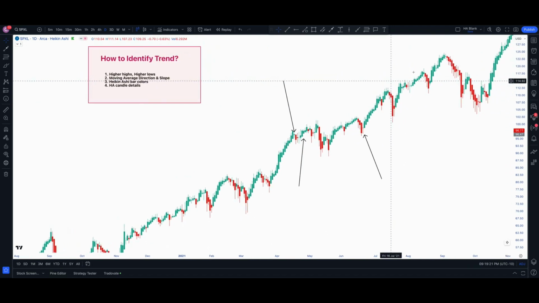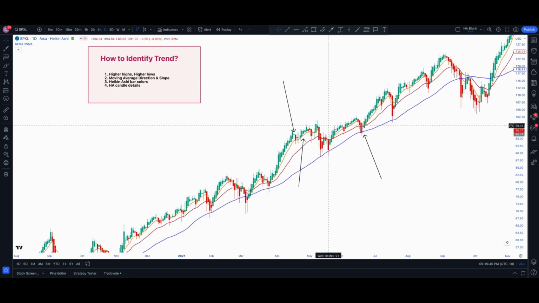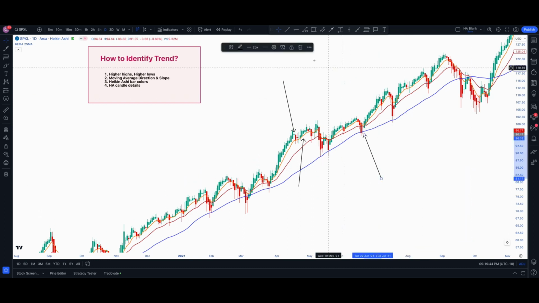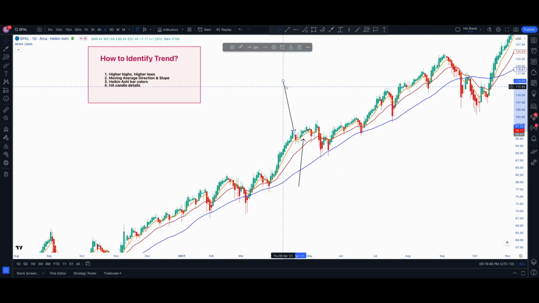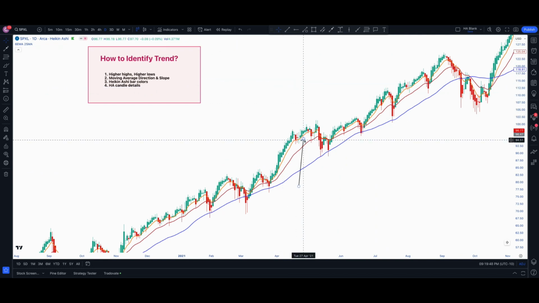So hopefully this gives you a couple of things to look for on identifying trends with your stock charts. Do we have higher highs and higher lows? Are the Heikin-Ashi candles more green than they are red? Are the moving averages sloping upwards and to the right? And what do the Heikin-Ashi candles look like? Are there no lower wicks? Are the bodies large? These are all ways to spot a strong trend.